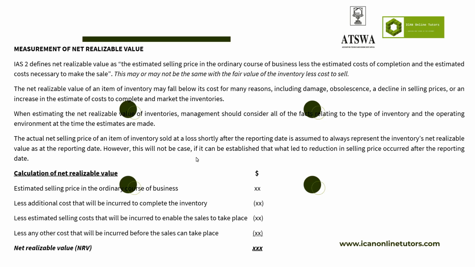Why are you picking the lower? The reason is that the value of inventory should not be overstated in the books. As an accountant, it must not be overstated because it has an impact on profit and on assets. So for the convention of conservatism, that is the prudence convention, you need to consider whichever is lower.